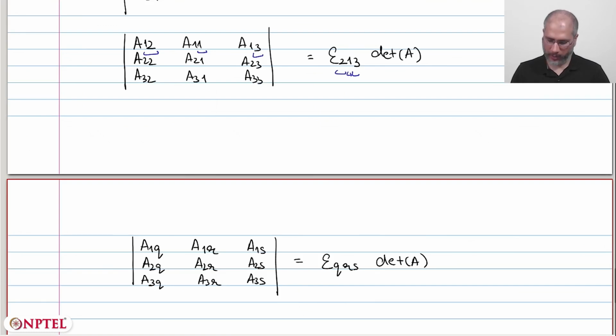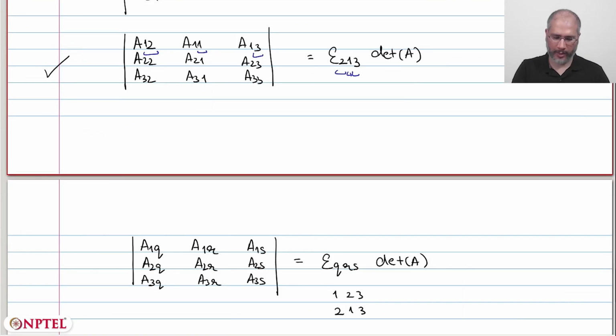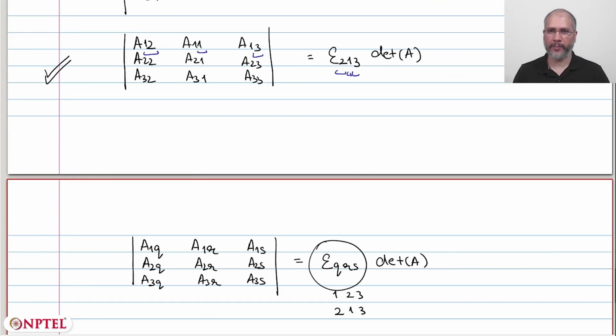Let's check it out. So if I substitute 1, 2, and 3 in QRS, we simply get determinant of A. If I use the values 2, 1, and 3, that's a swap of first and second column as we showed here. So that's equal to epsilon 2, 1, 3, that's minus 1 times determinant of A. Every swap results in the change of the sign because of this epsilon that we have here. So we have shown this through a pattern.